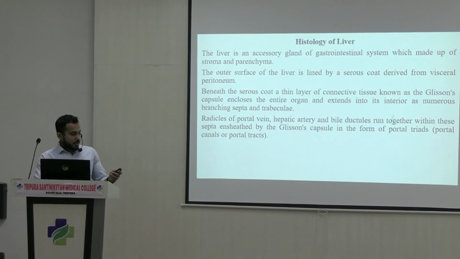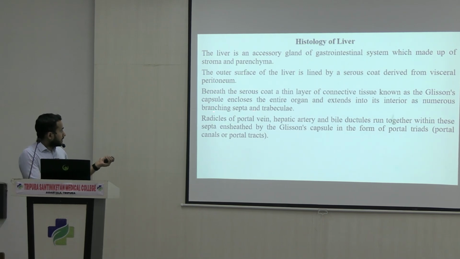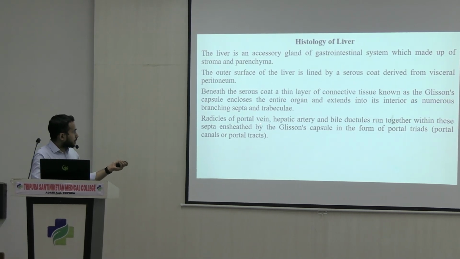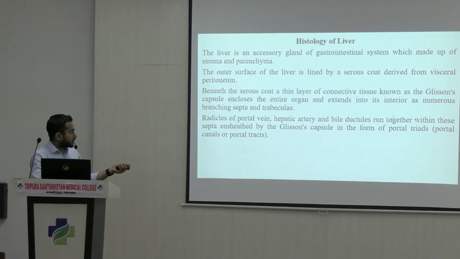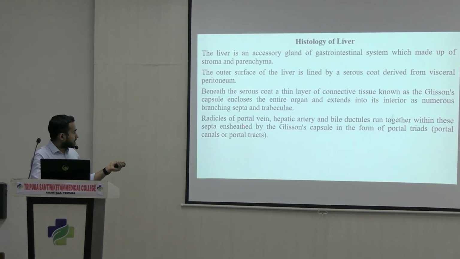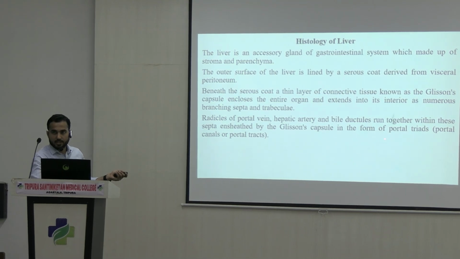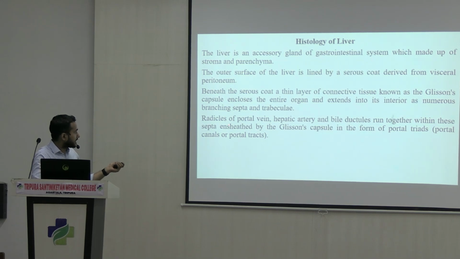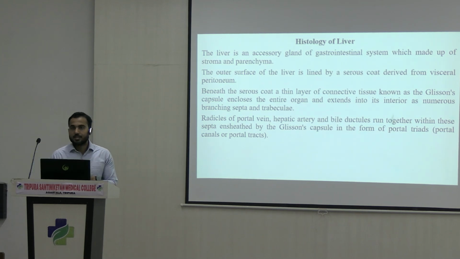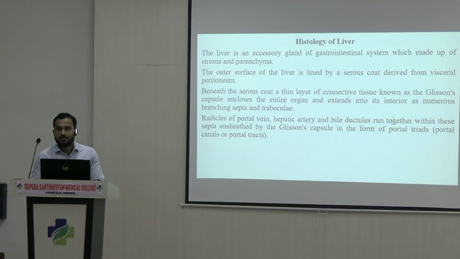Okay. So, along with the branching septa, radicals of the portal vein, hepatic artery, bile ductules run together within this septa, which is covered by Glisson's capsule to form the portal triad. So this is a very important structure which we have to see under microscope, that is the portal triad. Triad means three things. So how is it formed? As you can see, it is formed by the radicals of the portal vein, hepatic artery and bile ductules. Okay, so together along with the covering of the Glisson's capsule, as I said, they will enter inside the liver. Now this structure together is called as portal triad.